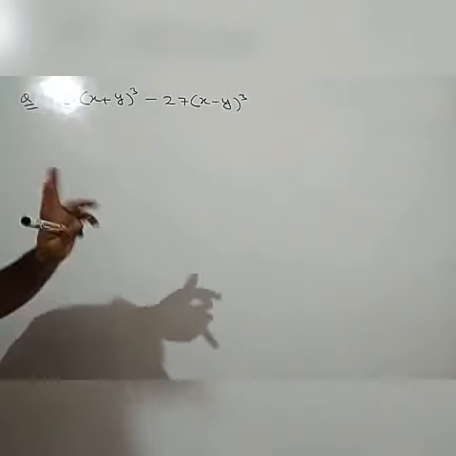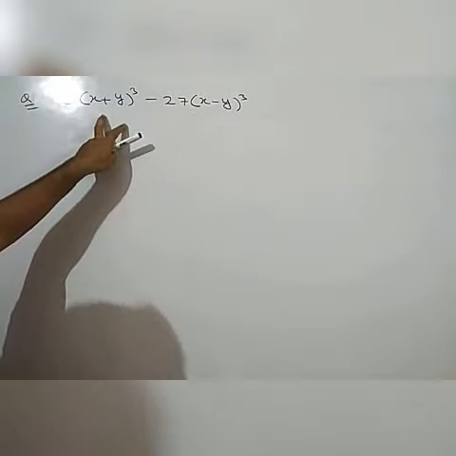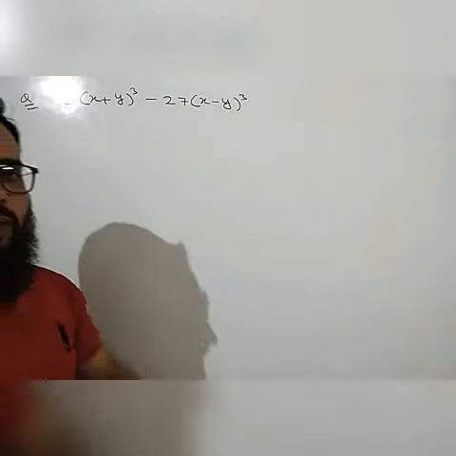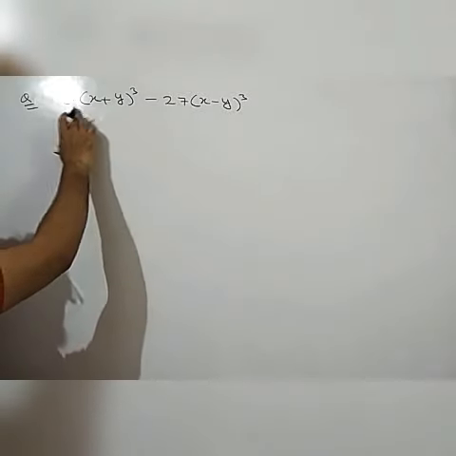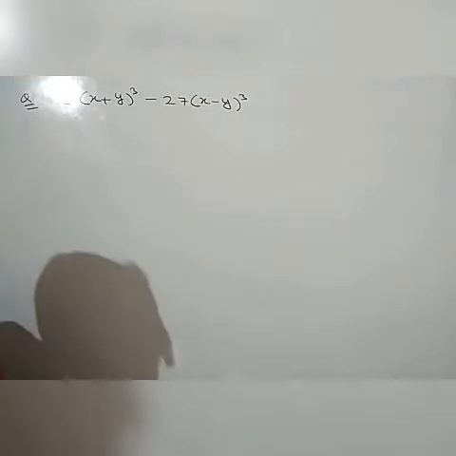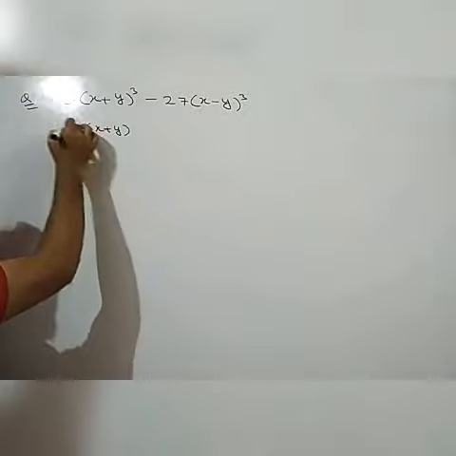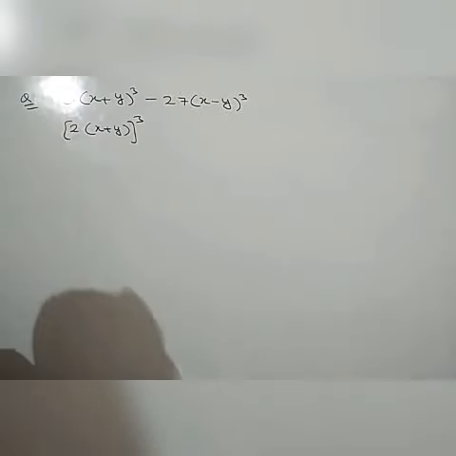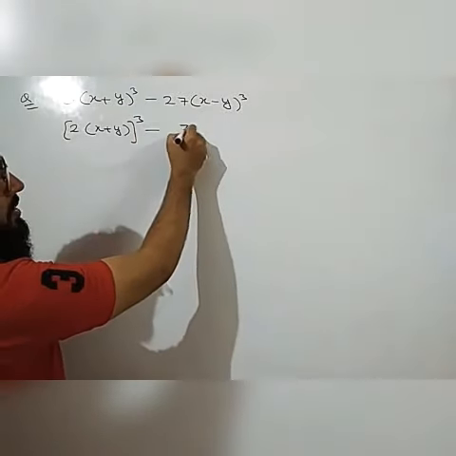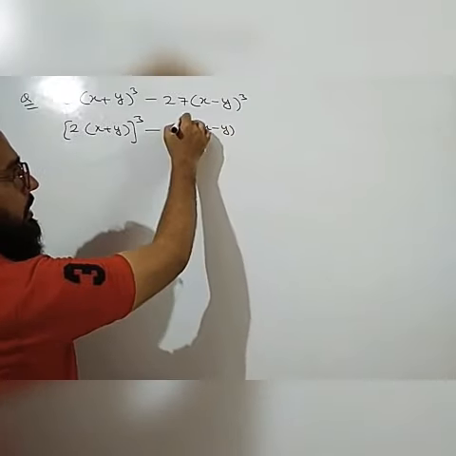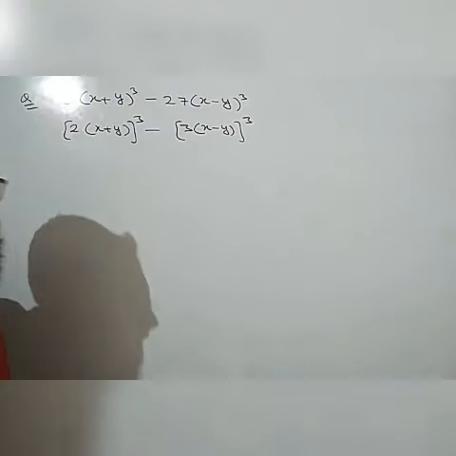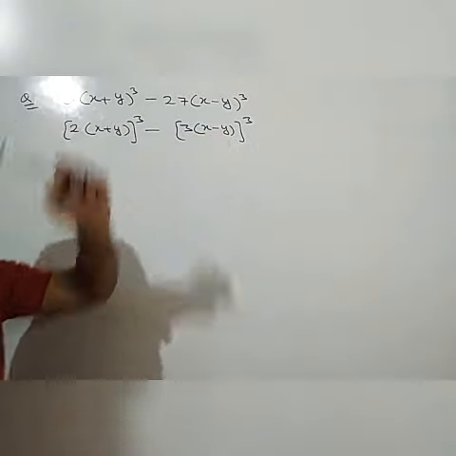So again, you can solve it by opening the whole cube or by using the difference of cube identity also. So I am trying to solve it by using the difference of cube. So first, we can take this whole term because 8 is the cube of 2. So we can write it as 2x plus y and this bracket whole cube. It is 2x plus y whole cube minus 27 can be written as 3 and it is x minus y, and we can take the whole cube of this whole term. So 3 cube is 27 and it is x minus y whole cube.